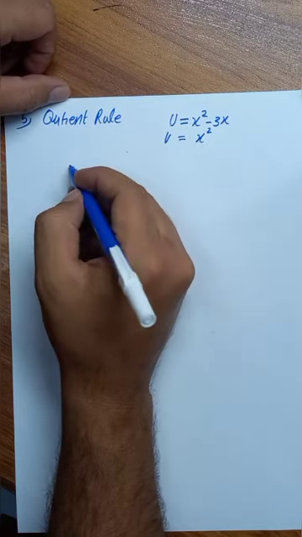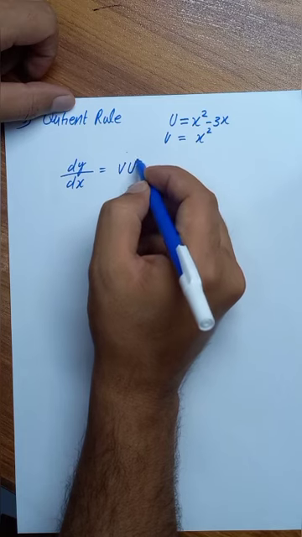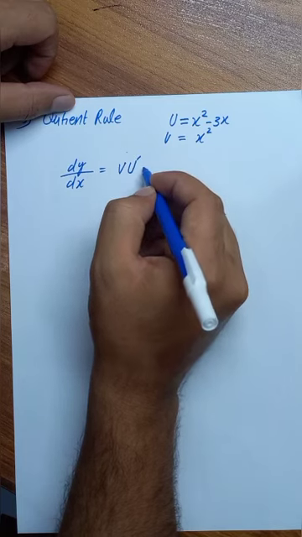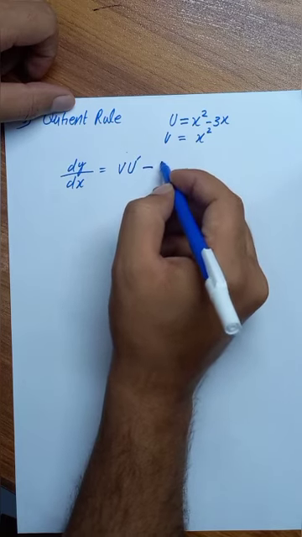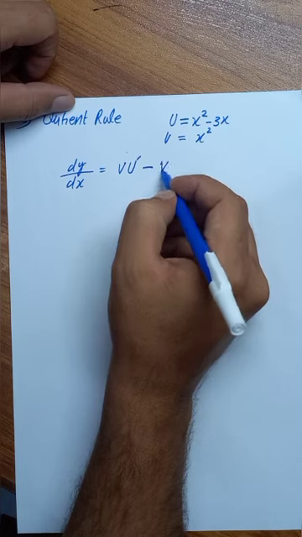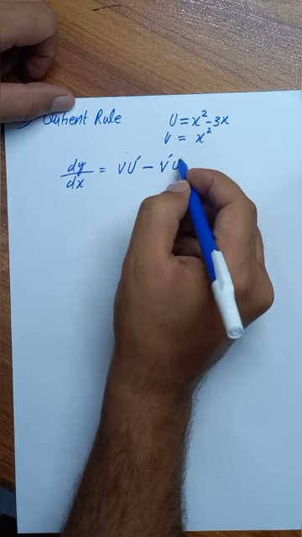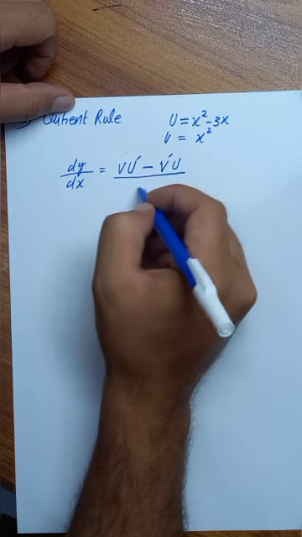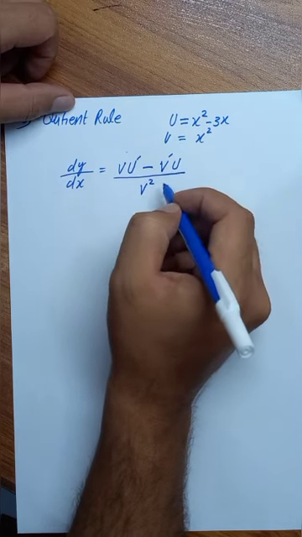Let's say dy divided by dx is equal to v as it is, and we will take the derivative of u. We will use the minus symbol here, and we will take the derivative of v, and u will be as it is, and divide by v square.